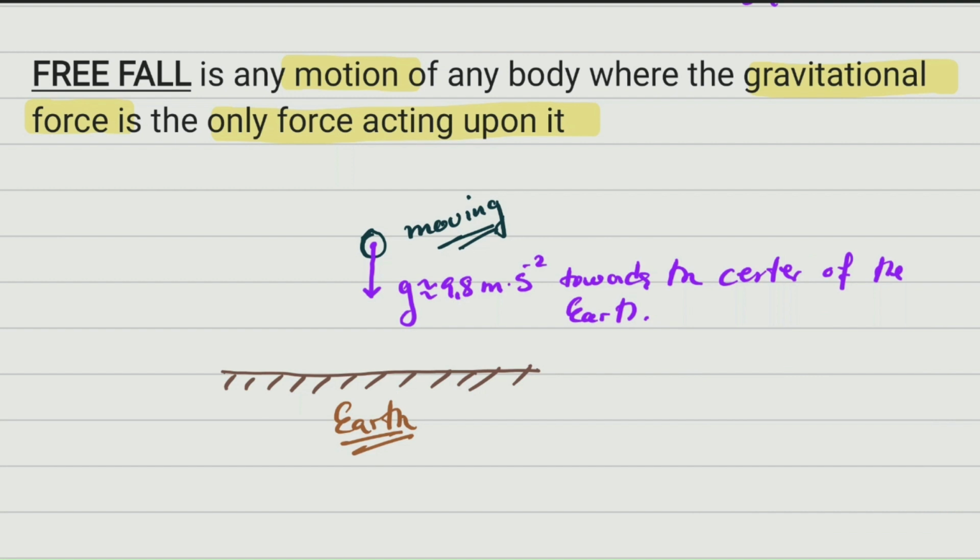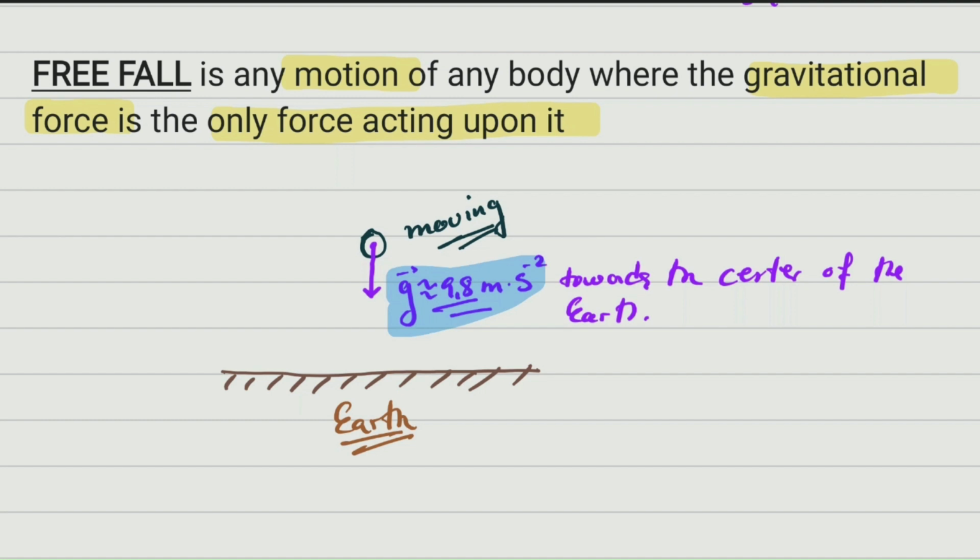Now, I didn't show in what direction the object is moving. Why? Because it doesn't really matter. This acceleration is always going to be in that direction. Throughout the entire motion, the acceleration of the object will be equal to the acceleration due to gravity. It doesn't matter in what direction the object is moving.